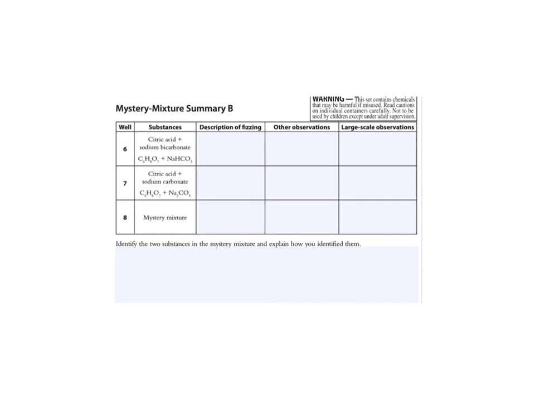Here's the second page of the mystery mixture. Again, I mentioned that there's a total of 7 combinations that fizz. In the mystery mixture, you're going to do that throughout your mystery mixture summary. So do that combination for the mystery mixture several times so that you can compare and do other observations really well.